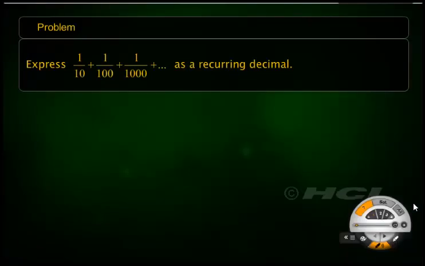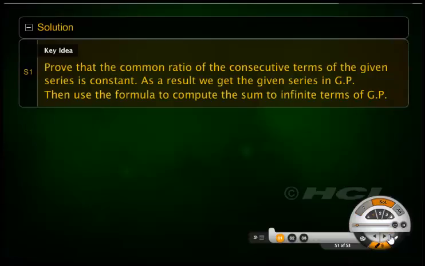Express 1 by 10 plus 1 by 100 plus 1 by 1000 plus etc. as a recurring decimal. The key idea to solve the problem is to first prove that the common ratio of the consecutive terms of the given series is constant. As a result, we get the given series in geometric progression. Then use the formula to compute the sum to infinite terms of geometric progression.